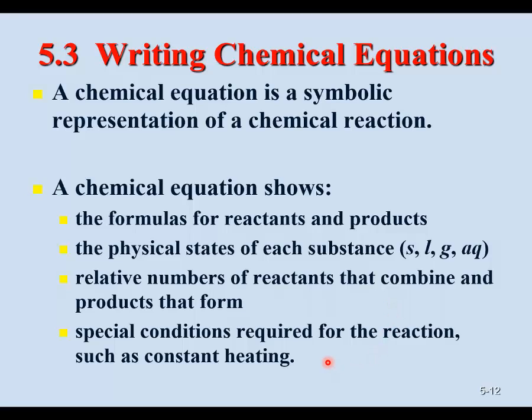Now, we can also indicate special conditions for the reaction, such as whether or not we need to apply constant heat. Sometimes we'll show this over the reaction arrow. We often use the Greek letter delta, which is a triangle above the arrow, to indicate heating processes, and then we can also indicate the temperature it's heated at above the arrow as well, so you'll see that sometimes.